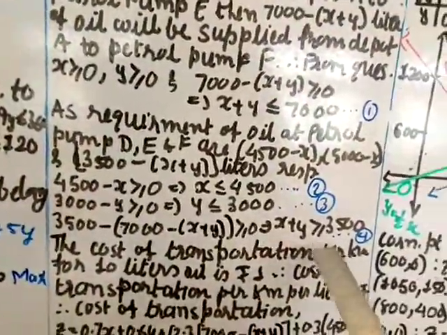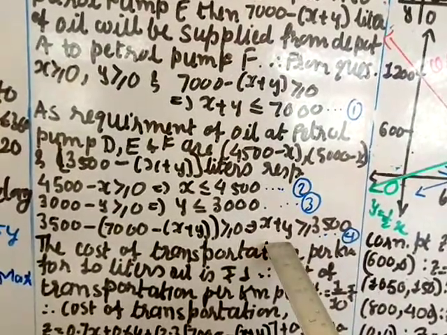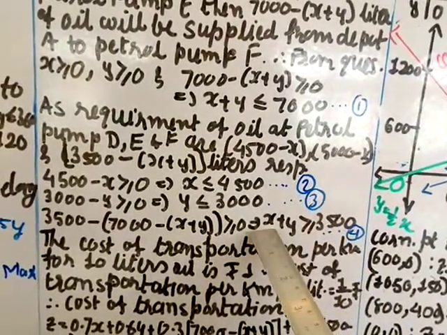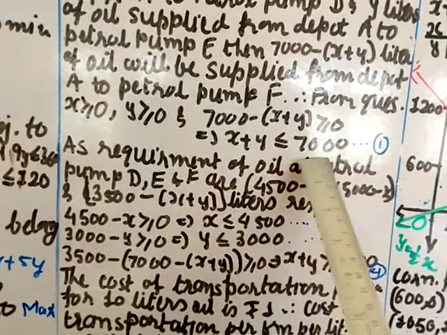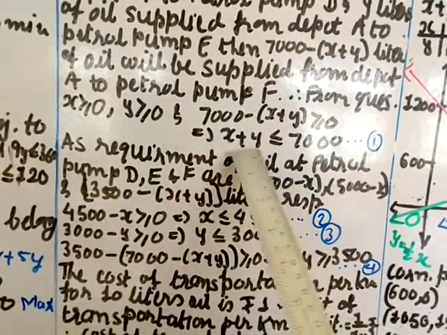When I take x equal to 0, I'll get y as 3500. When I take y equal to 0, then the x value is 3500. Same way for the other line: when you take y as 0, the x value is 7000, and when you take x as 0, then the y value is 7000. I have not drawn these, I have directly written them.